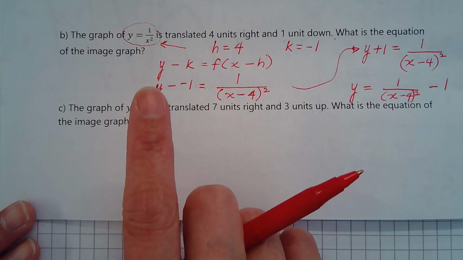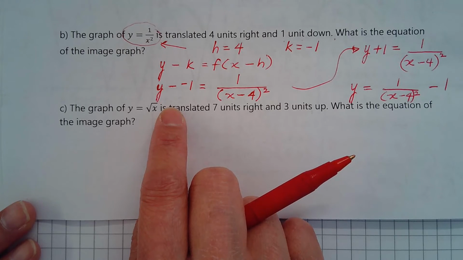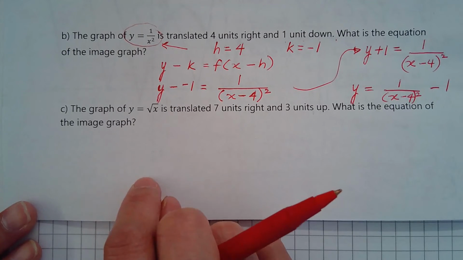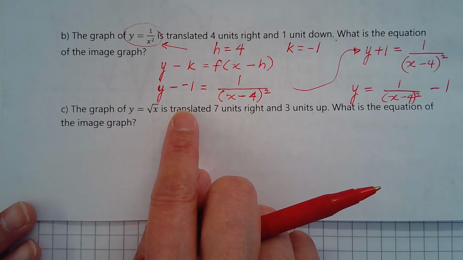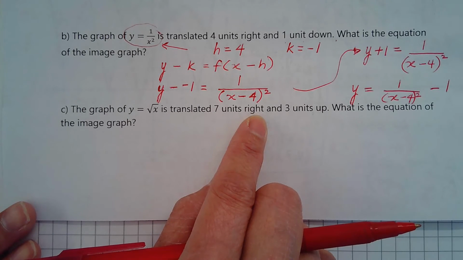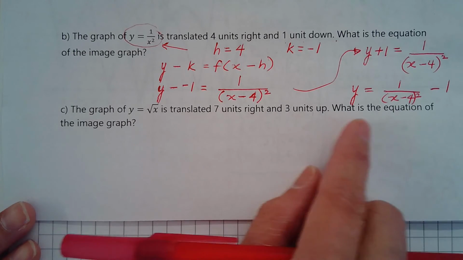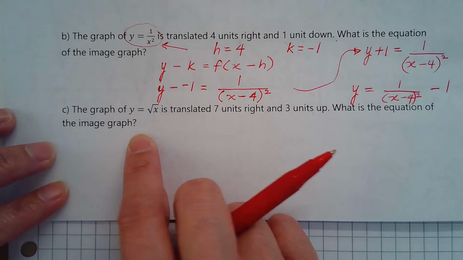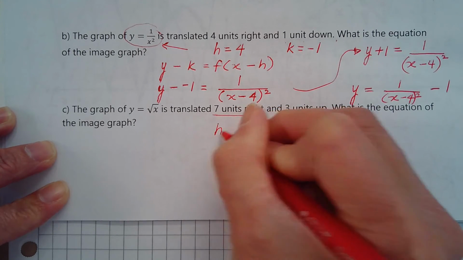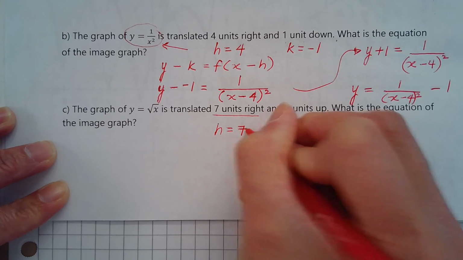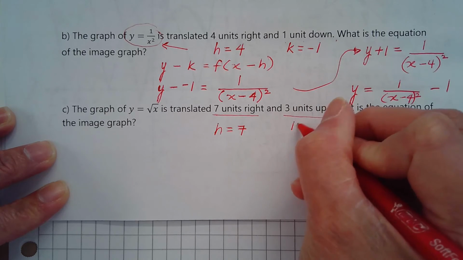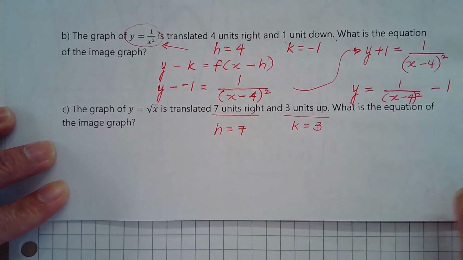Okay. Now what about this one? Do you remember that graph? Square root of x. Okay, square root of x is translated 7 units to the right and 3 units up. What is the equation of the image? When they say 7 units to the right, that tells us h is equal to positive 7. And when they say 3 units up, k is equal to positive 3.